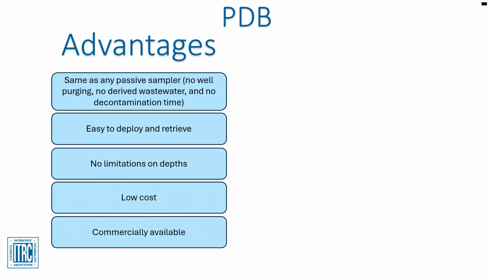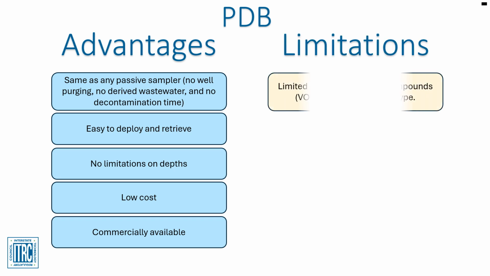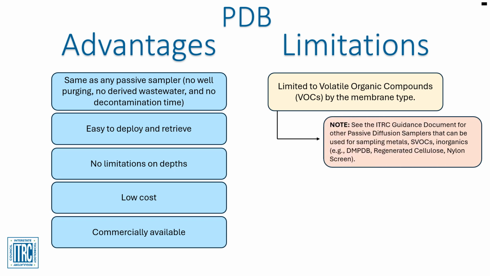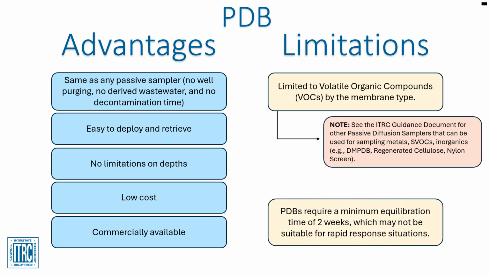PDBs also have some specific limitations. They can only be used to sample for VOCs and cannot be used for other contaminants. Note: other passive diffusion samplers are available for sampling metals, SVOCs, inorganics, PFAS, and other contaminants. See the extensive list of diffusion samplers in the guidance document. PDBs require a 14-day minimum residence time for equilibration before they can be recovered and sampled.